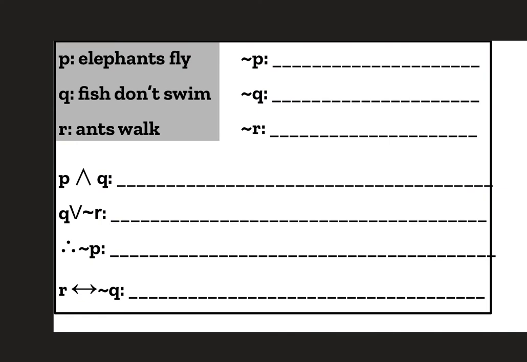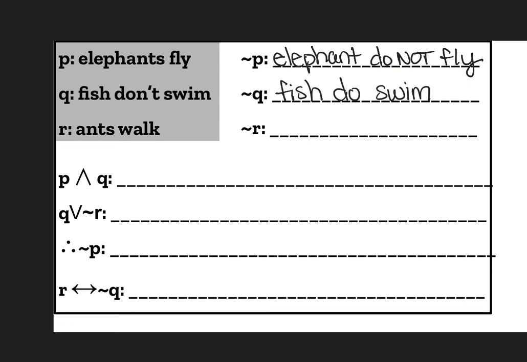I'm going to go ahead and let you try these on your own. Notice P is that elephants fly, meaning the opposite of that would be elephants do not fly. Q is fish don't swim, so the opposite would be that fish do swim. And lastly, we have the statement ants walk. The opposite would be ants do not walk.